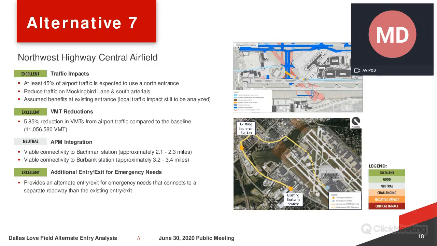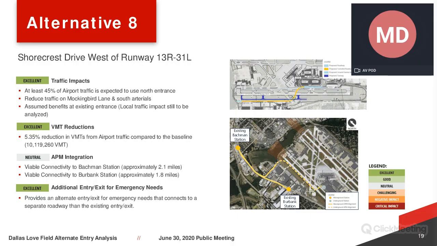Alternative 7 would be the same pathway through the center of the airport, and then it would cross over Bachman Lake in a direct connection with Northwest Highway. It provided a significant vehicle miles traveled reduction, almost 6%. It provides a pathway both to the Bachman station and the Burbank station. It would have impacts with regard to a bridge over the lake, and I think that's a source of concern for a number of folks. So we also want to look at what those impacts would be and mitigation things that we could do if that was one of the options we further considered.